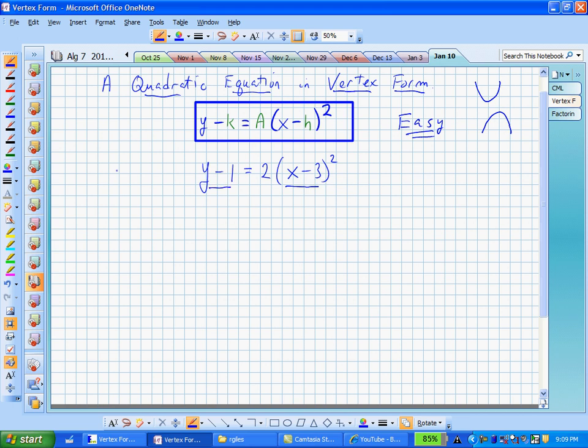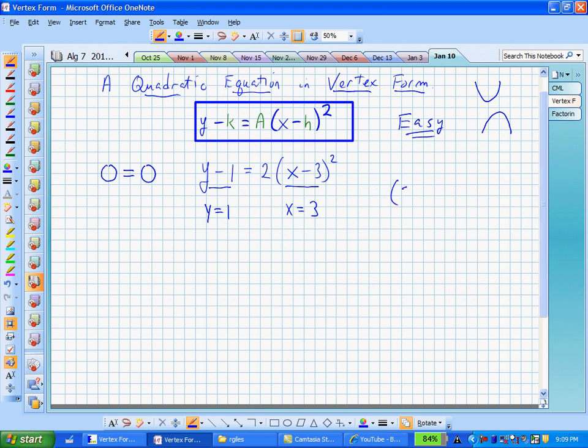Now, if you look at it, I think it's very easy to see what would make each side equal to 0. If you look at the left-hand side, if y equals 1, that side's going to equal 0. And if you look on the right, if x equals 3, 3 minus 3 is 0. You square it, you get 0. Multiply by 2, you still have 0. So if x equals 3, we get 0 equals 0.